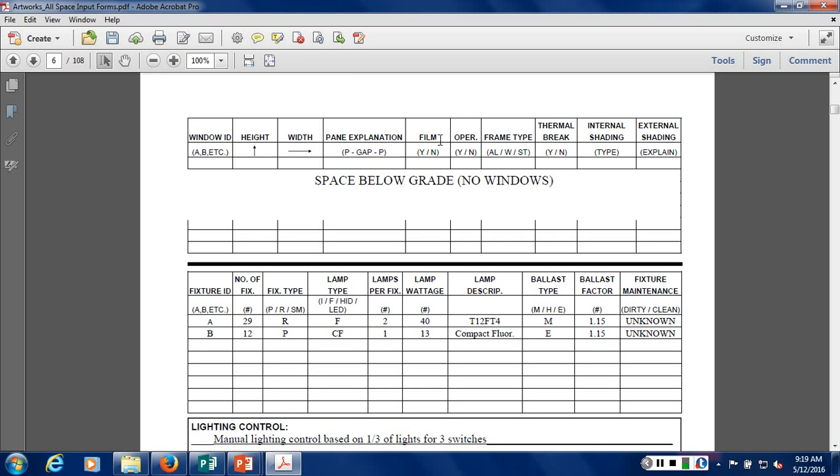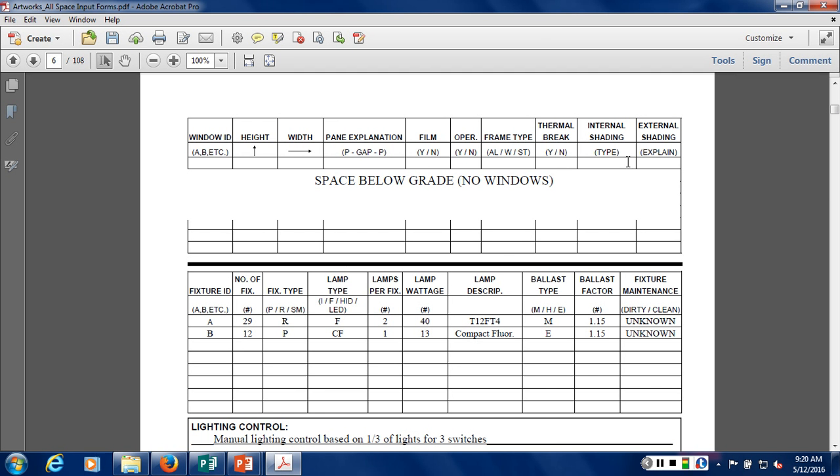Is there any unique type of film on the window? Yes or no, like a reflective or insulating film? Is the window operable? In other words, can you open the window? Yes or no. What's the frame construction or type? Aluminum, wood, steel, what is it? Is there a thermal break? So if it's aluminum or some sort of metal frame window, did they put a non-conductive material to break that metal between the inside and outside? You typically can see it if you look in between the panes of glass at the frame.